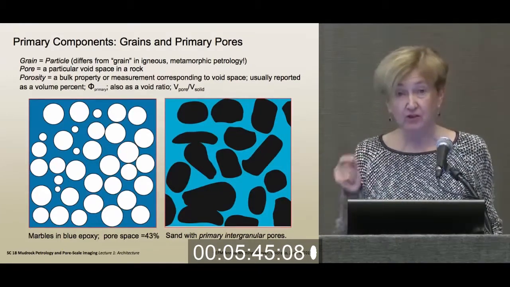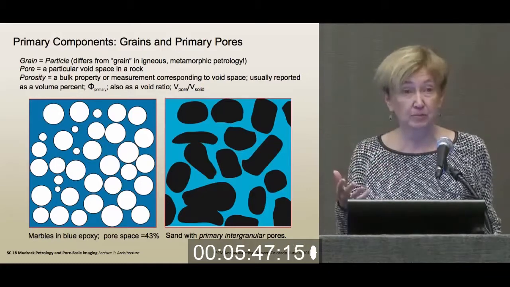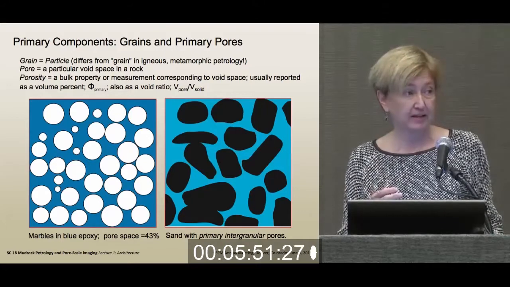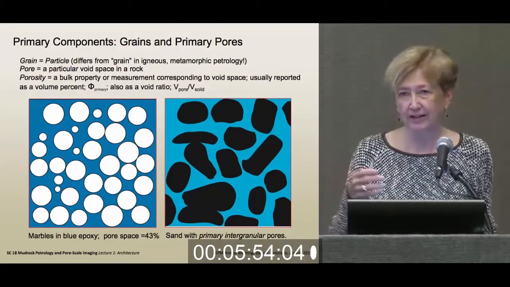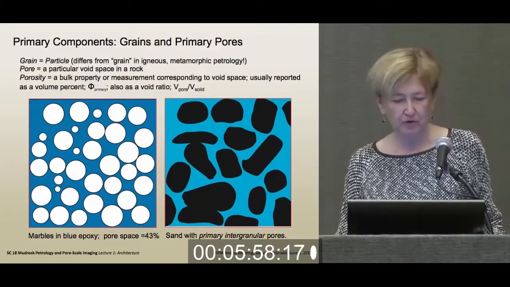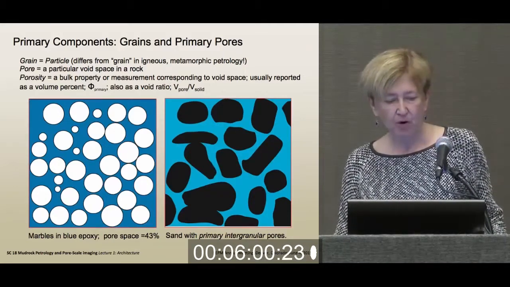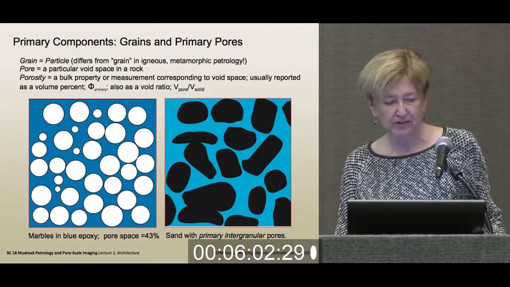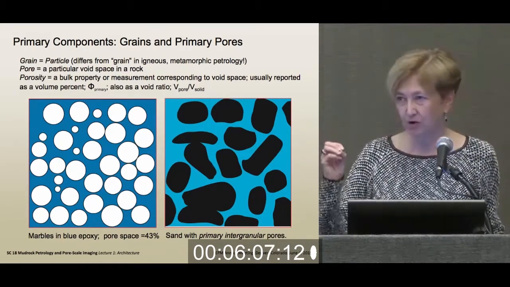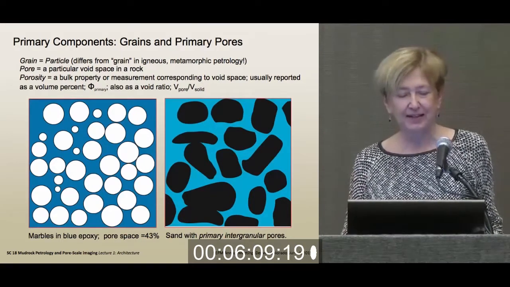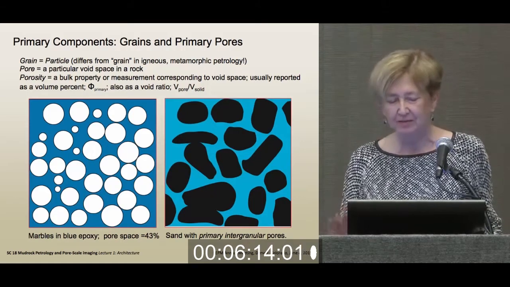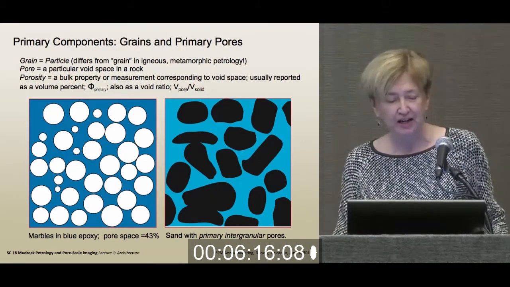This differs from how this term is used in igneous or metamorphic petrology. You may hear people talking about grains in a granite or a grain of chlorite in a schist. And that's really different from how I'm using it here. And a pore, of course, is a particular void space in a rock, and as we will discuss later, as you get to smaller and smaller and smaller sizes, the definition of pore becomes a little shaky.